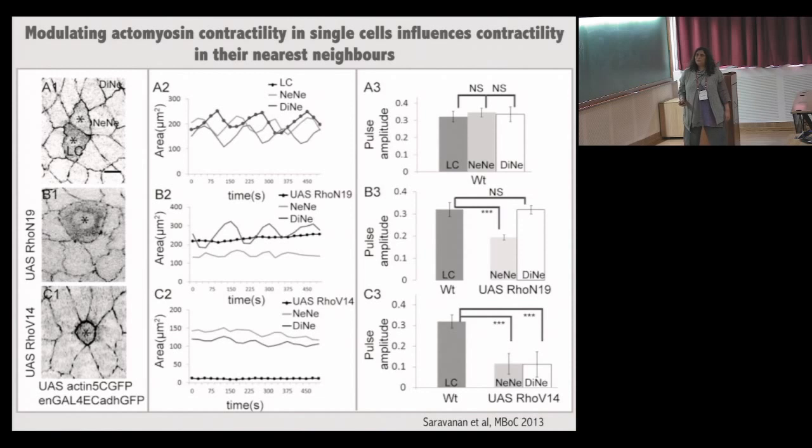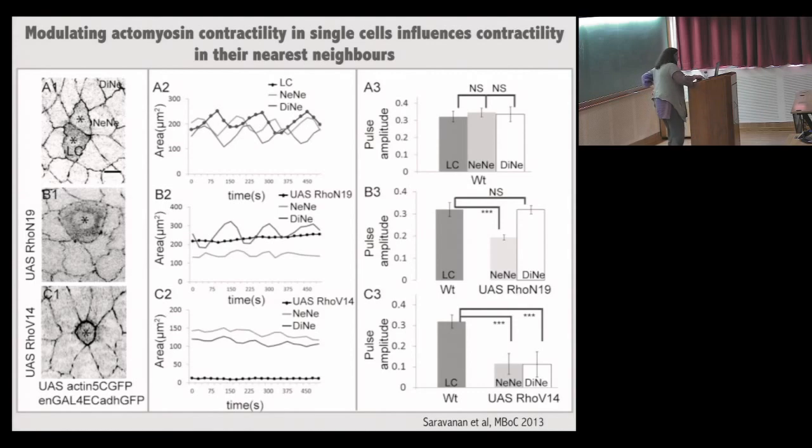So what this tells you is that although these pulsations look like they're not in phase, a cell in a sheet is sensitive to the state of contractility, which could be spatial, temporal, whatever, in its neighboring cells. And this is also reflected in the amplitude of the pulse, which is reduced at least in the nearest neighbors in both of these cases.